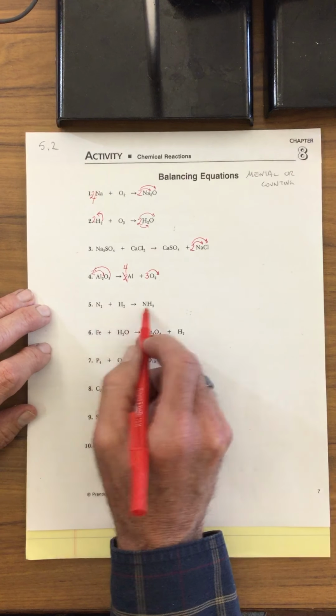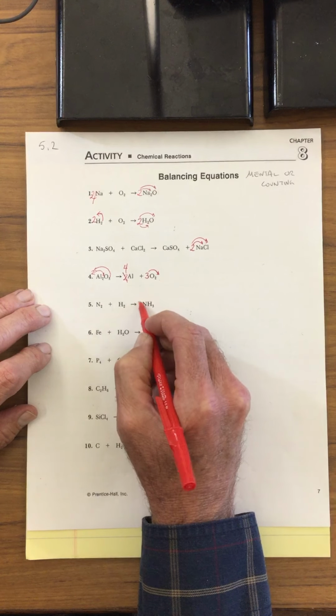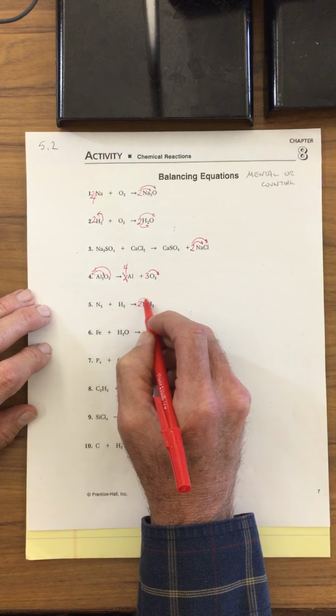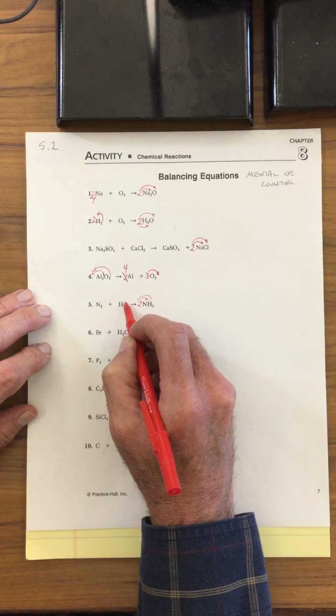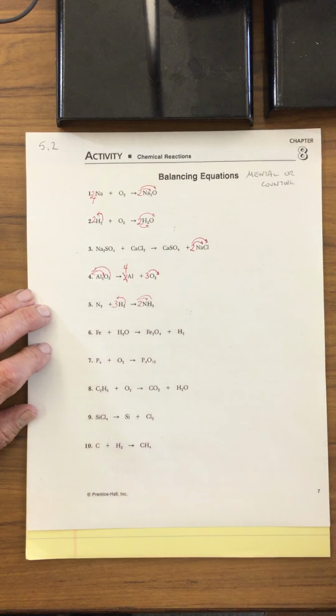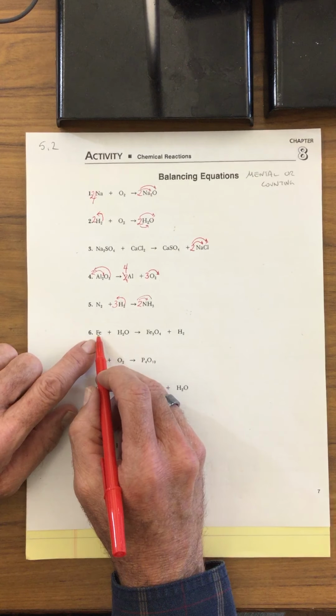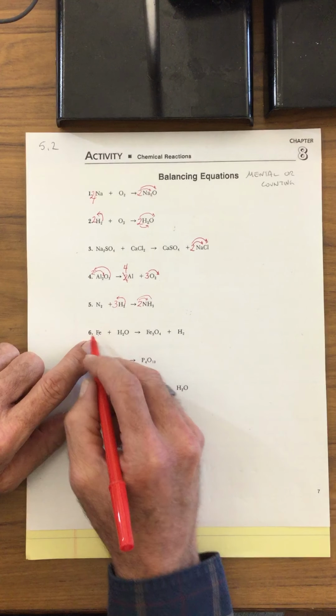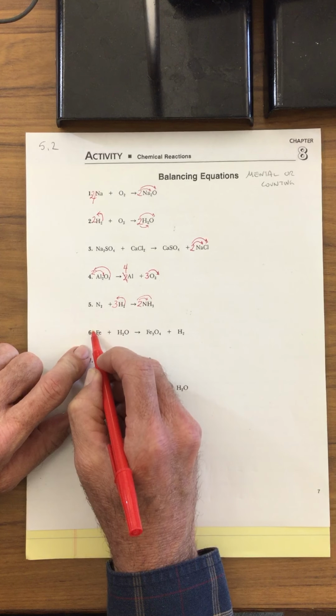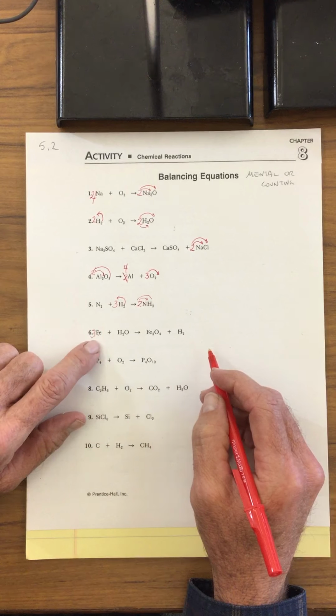Next one I have, oh, we've seen this before. 2 nitrogens, 2 nitrogens. 2 times 3 is 6. So 2 times what will give you 6? And it's 3. Okay, I have 1 Fe or 1 iron here. I have 3 irons here. So that means I'm going to be putting a 3 right there for the irons.